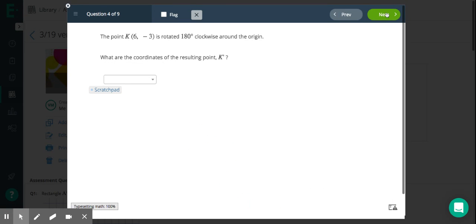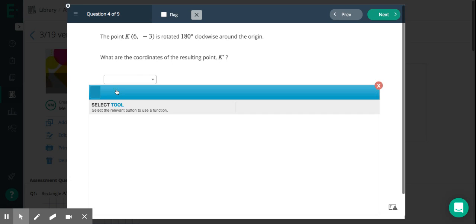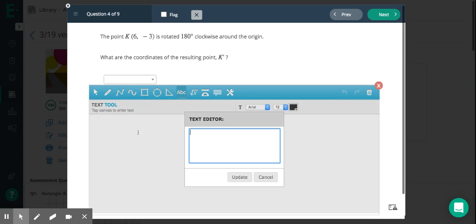Okay, next one. Here we have point K, which is (6, -3), rotated 180 degrees clockwise. What's the coordinate of K prime? For 180 degrees, whether it's clockwise or counterclockwise, remember it's the same thing. The rule for 180 degrees is that if you have your X and your Y, you take your X and it becomes a negative, and then your Y stays positive.